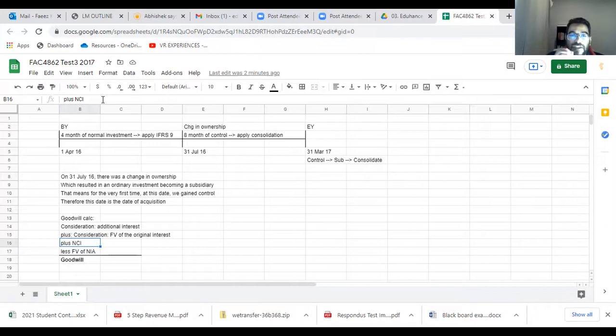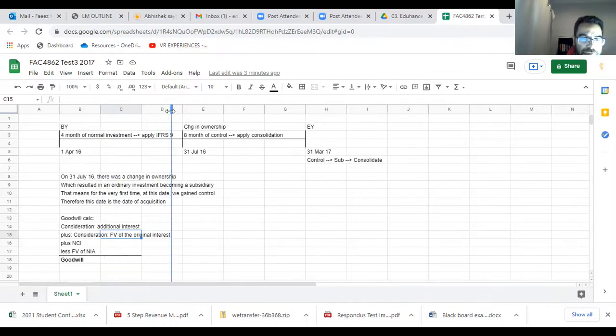So that is important. You are deemed to have disposed of it at fair value. And then immediately you are deemed to have reacquired it at fair value. So the reacquired fair value would be put in over here, plus consideration, which is the fair value of the original interest. So you are deemed to have disposed of the original interest and then reacquired it, both at fair value. So therefore, we might just take note of that. Okay, so let's have a look at how we would deal with this goodwill calculation.